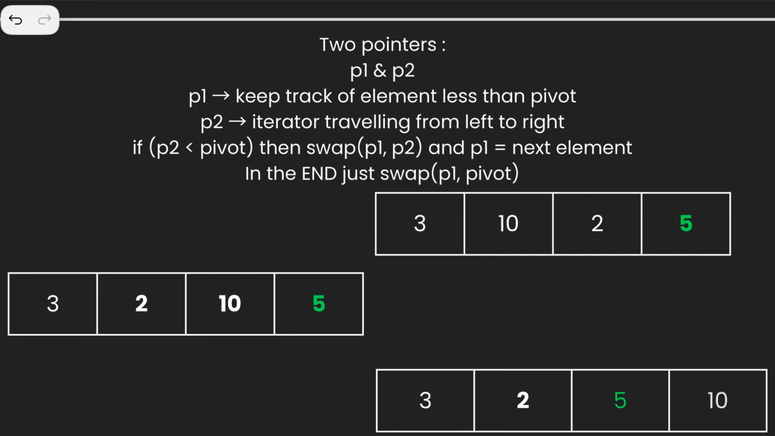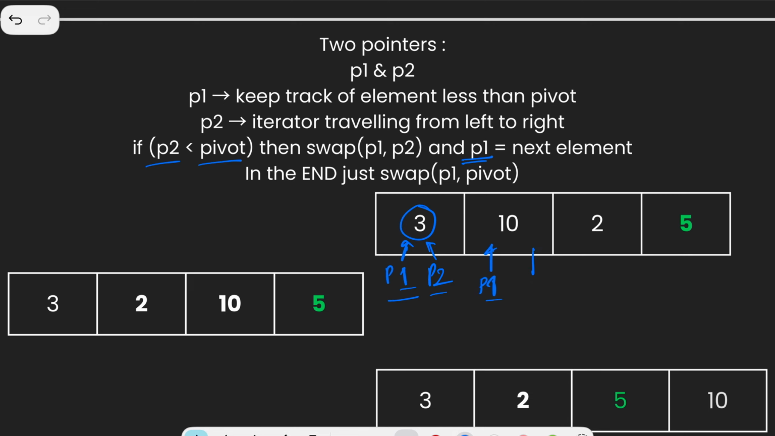So let's look at the example for better understanding. Initially, P1 and P2, both of them will be pointing to 3. So what will happen? Well, P2 is less than the pivot element, so we are going to swap it. P2 and P1, both of them will be swapped, and 3 is going to be in this place itself. We will increment P1 as well as we will increment P2. Now P1 will be pointing to this, P2 is pointing to this.